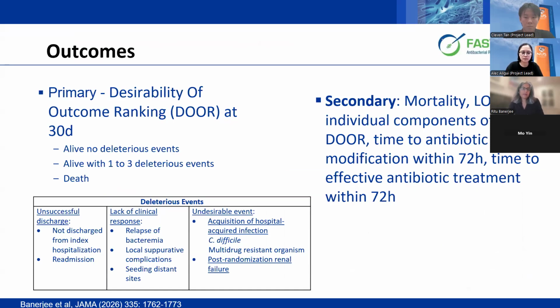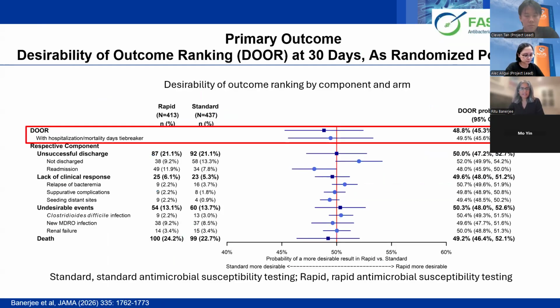Okay, and the outcome, this was a clinical outcome study. So the primary outcome was a composite hierarchical clinical outcome called DOOR, or Desirability of Outcome Ranking, at 30 days. The best outcome was alive with no deleterious events. The worst outcome was death, and the intermediate outcome was alive with 1 to 3 deleterious events. And you can see the events listed in the table below. And then there were a variety of secondary outcomes, which you can see: mortality, length of stay, time to antibiotic changes, etc.